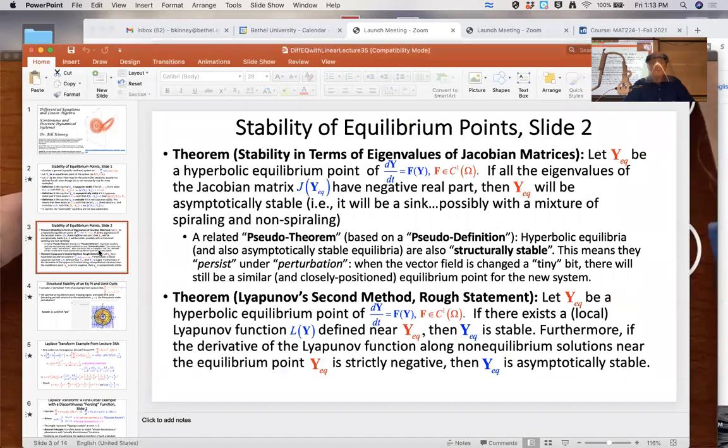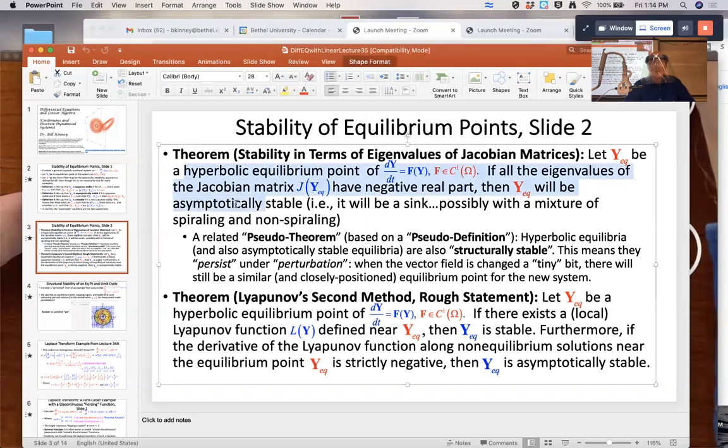There are theorems that are kind of complicated. This one, in essence, says if the equilibrium point is hyperbolic, which means none of the eigenvalues have zero real part. So none of the eigenvalues for the Jacobian matrix are zero, and also none of them are purely imaginary.